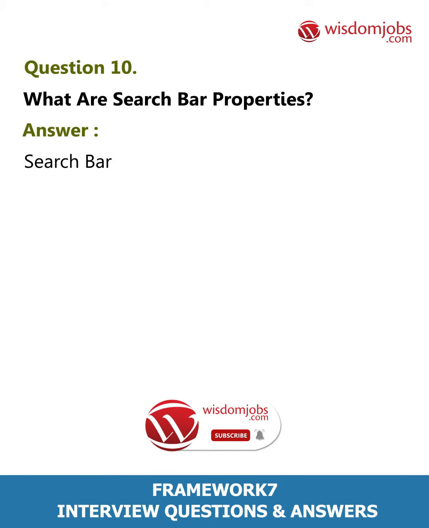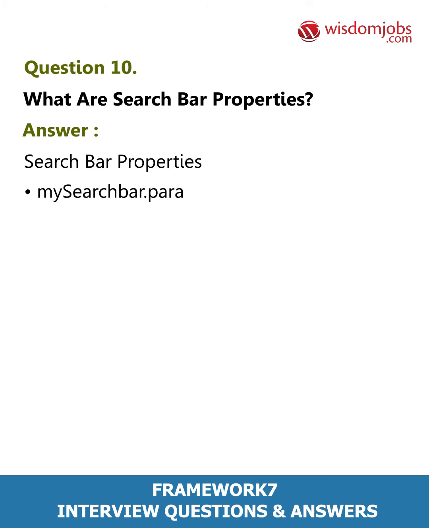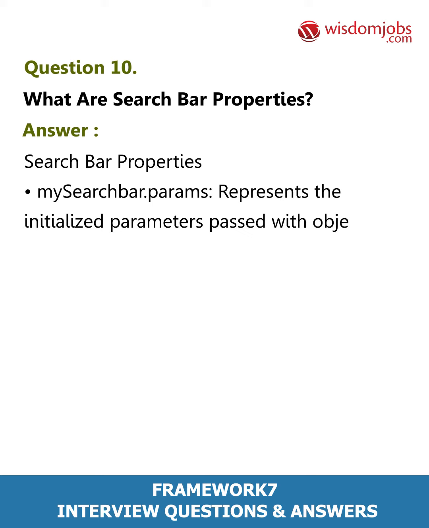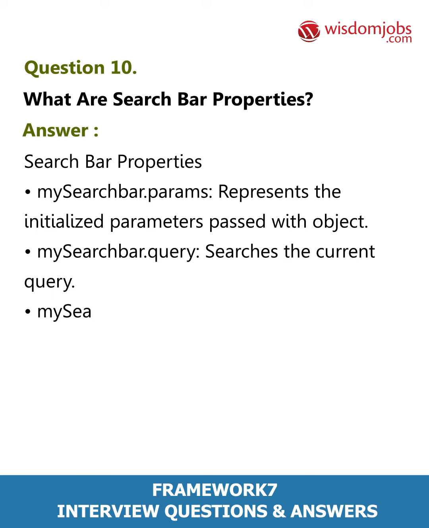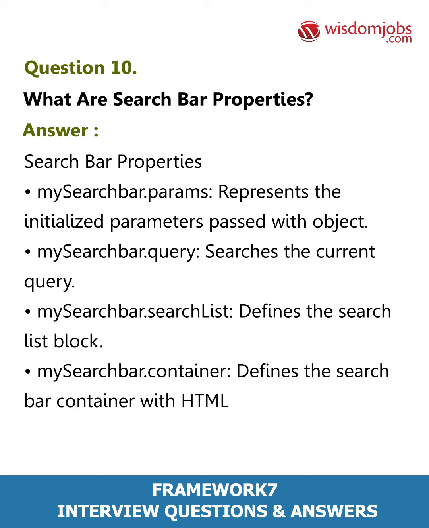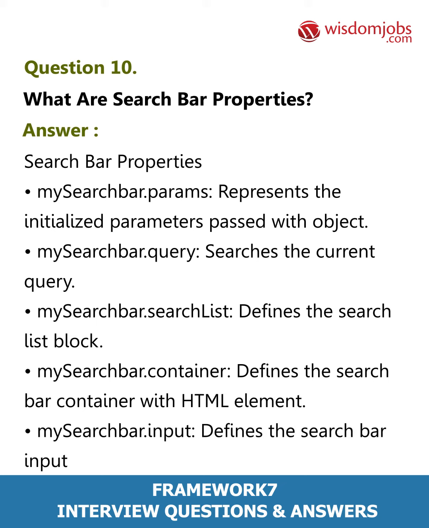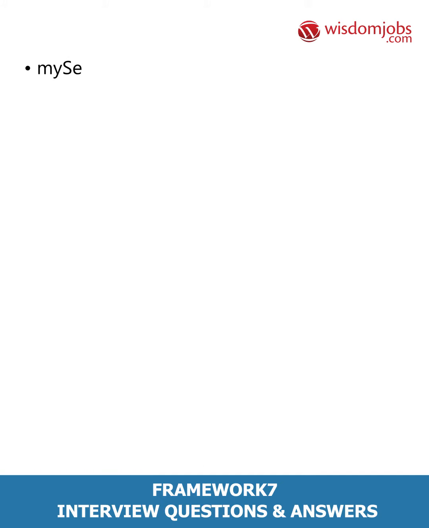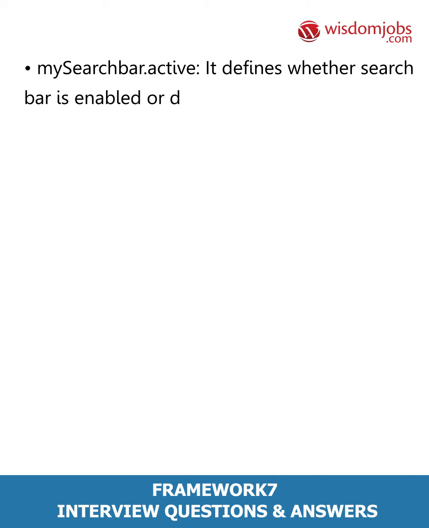Answer. Search bar properties. My search bar params represents the initialized parameters passed with object. My search bar query searches the current query. My search bar search list defines the search list block. My search bar container defines the search bar container with HTML element. My search bar input defines the search bar input with HTML element. My search bar active. It defines whether search bar is enabled or disabled.